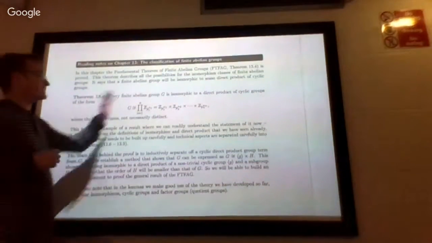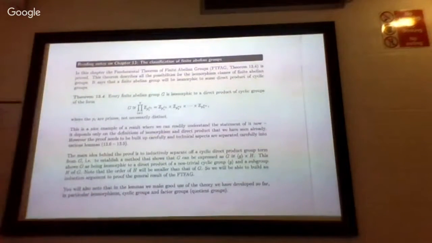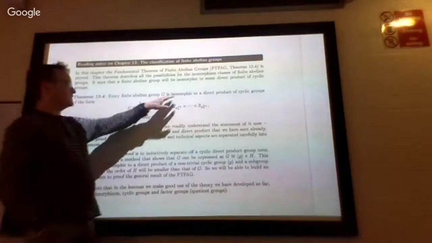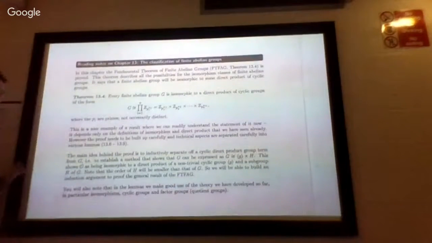We're going to classify all finite abelian groups. And when we say that, what we mean is we're going to come up with a description of all the possible ways that finite abelian groups look, up to isomorphism. Okay? So this is the theorem that we're going to work towards.